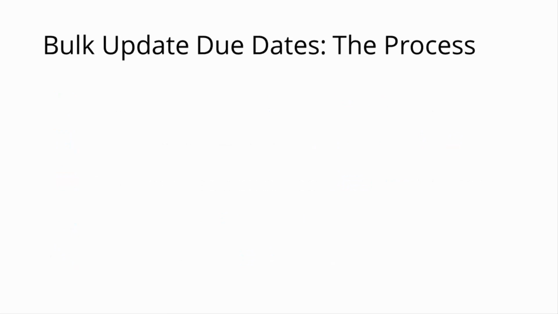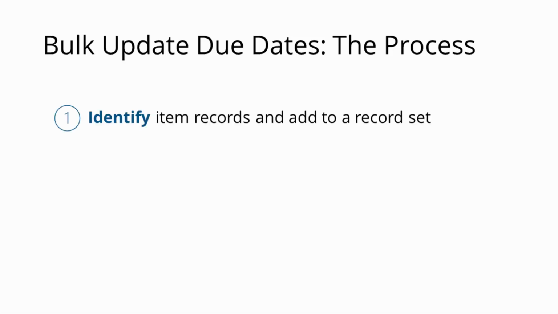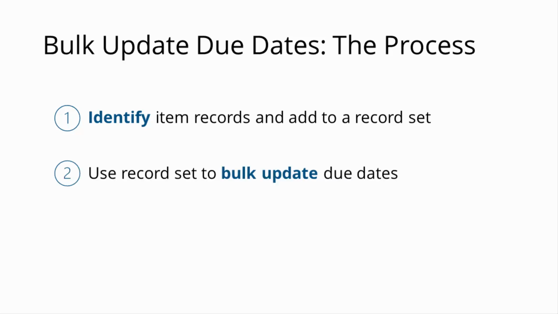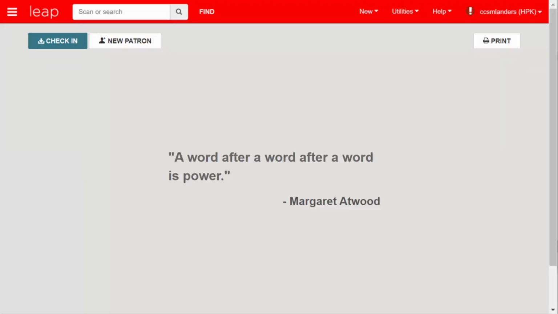Now that we've reviewed some guidelines, let's look at how to bulk update item due dates in Leap. There are two stages. First, identify item records and add them to a record set. And second, use that record set to bulk update the due dates. Let's start by identifying the records and adding them to a set.